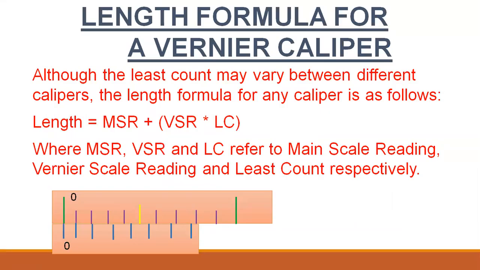Length formula for a vernier caliper. Although least count may vary between different vernier calipers made by different manufacturers, the length formula for any vernier caliper is as follows. The length is equal to MSR plus VSR into LC, where MSR refers to main scale reading.